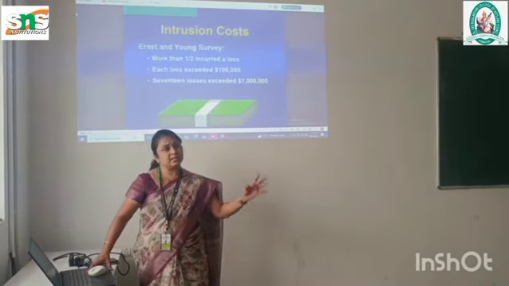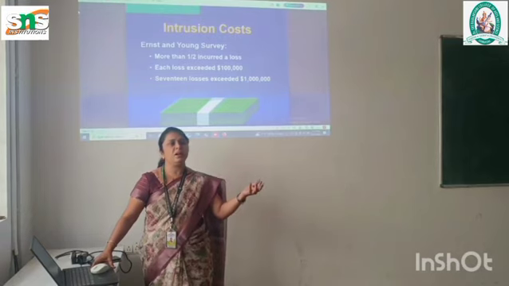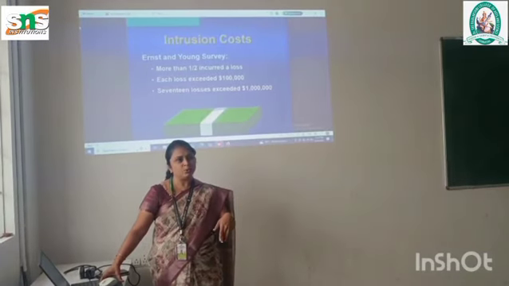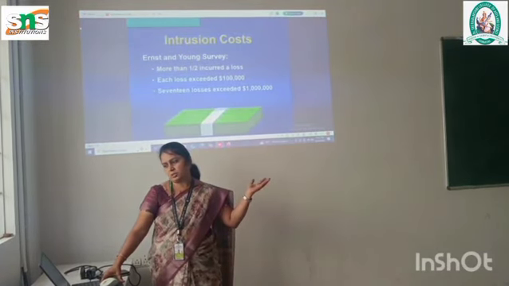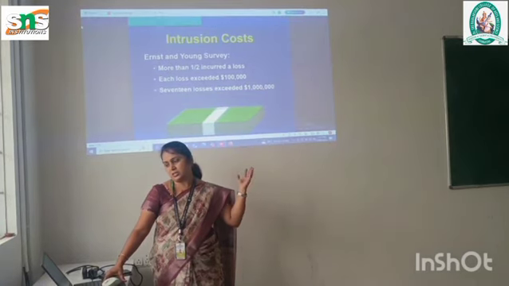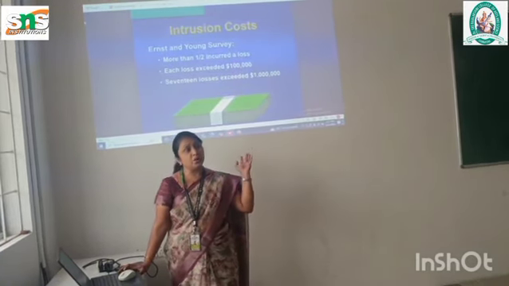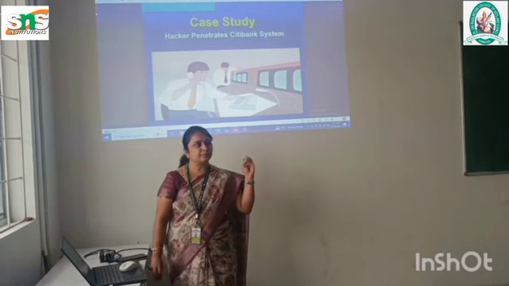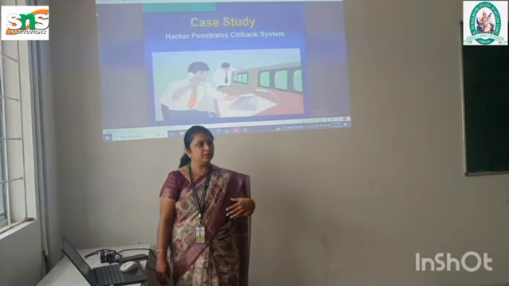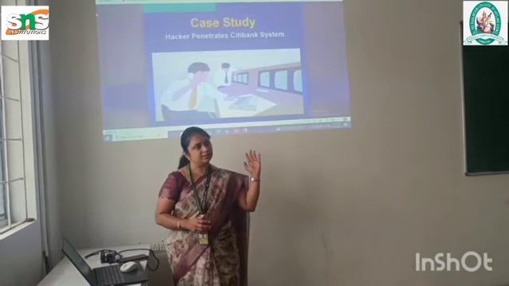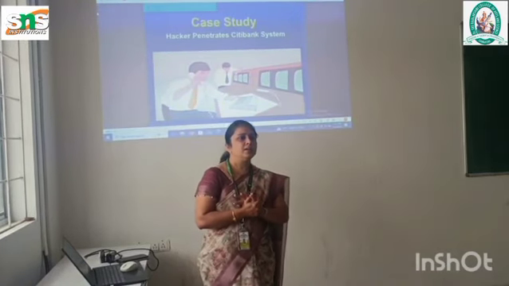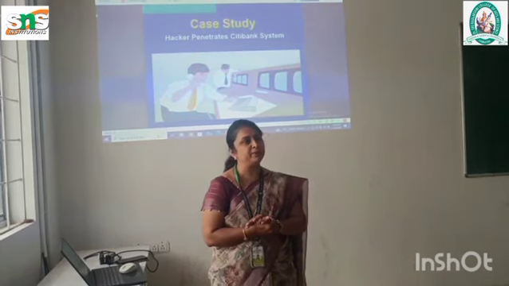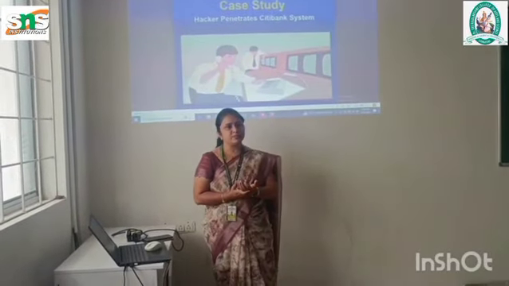And there is some intrusion cost also. Simply, we cannot recover our data with that particular software. We have to pay for it and use that, right? Intrusion cost surveys show that more than half incurred a loss, with each loss exceeding a certain amount in dollars. The cost of investigating that particular crime will be high. So we have to be very what? Serious, yes, of course. We have to be very serious in our systems usage.